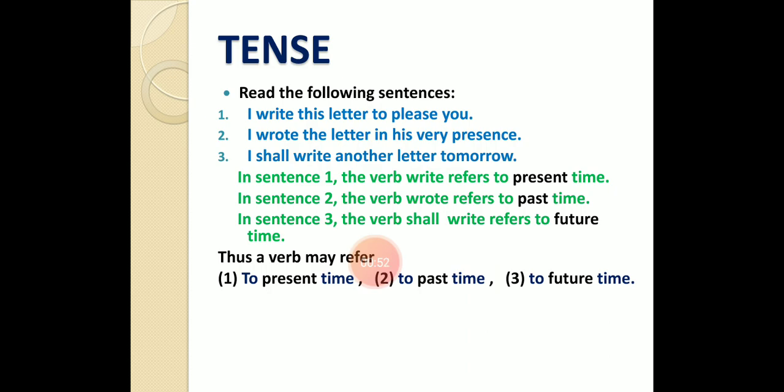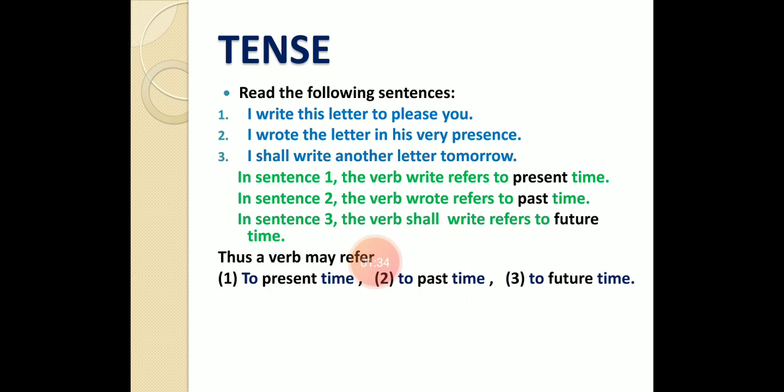It has been divided into different kinds of tenses. Now see, first of all, I would like to speak 3 sentences. So, listen to the following sentences at first. I write this letter to please you. Second sentence, I wrote the letter in his very presence. And third, I shall write another letter tomorrow.